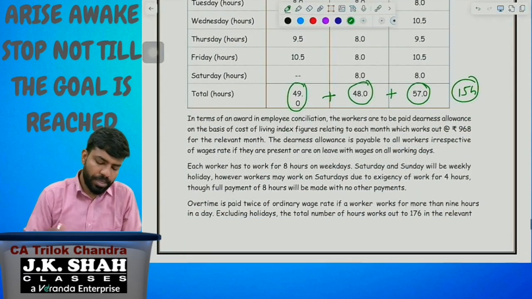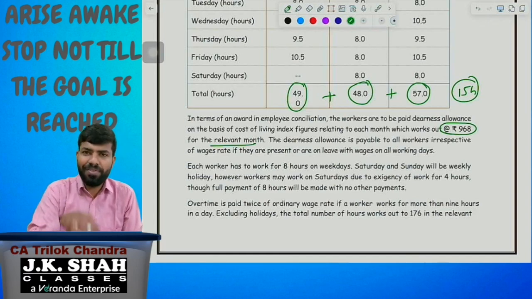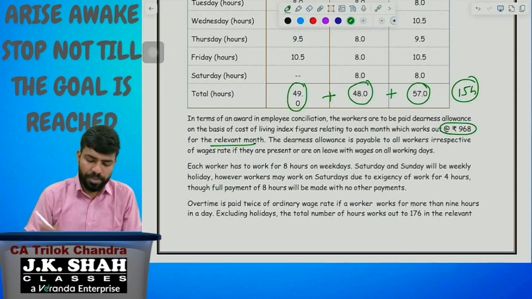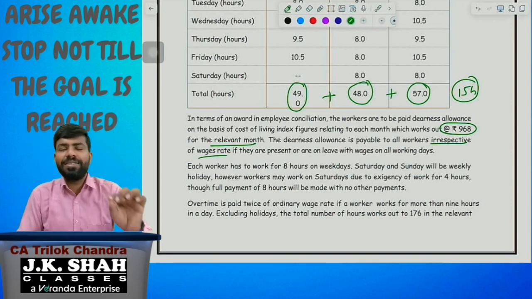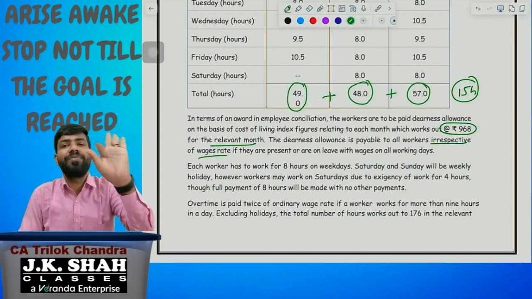Next. In terms of an award, in employee conciliation, the workers are to be paid dearness allowances on the basis of cost of living index figures relating to each month, which work out to 968 rupees for the relevant month. So whatever the monthly details given in the question, for that month, the dearness allowance means 968. The dearness allowance is payable to all workers irrespective of the wage rate. The first condition is dearness allowance will be paid irrespective of the wage rate.